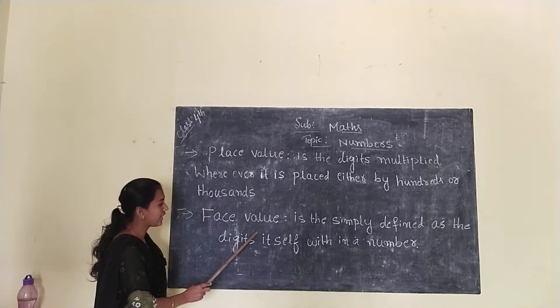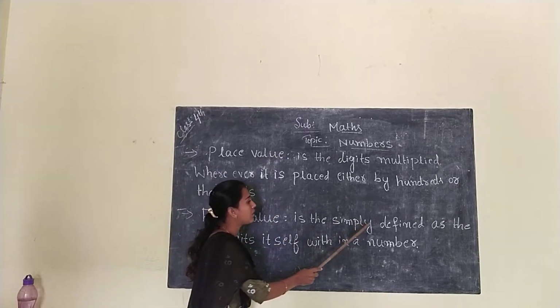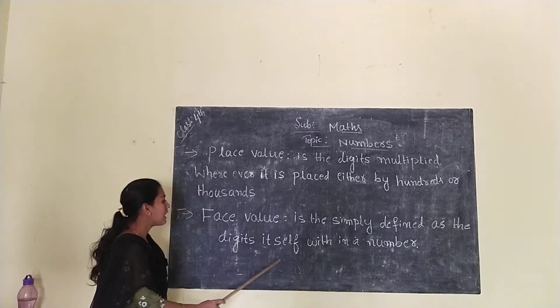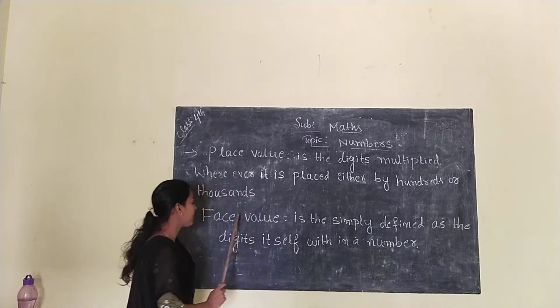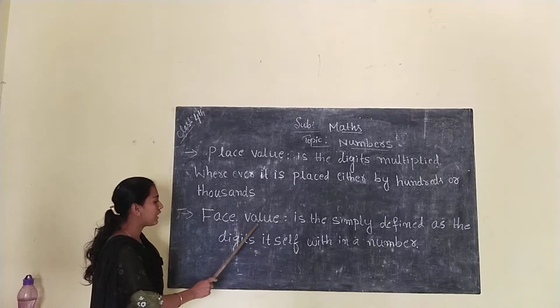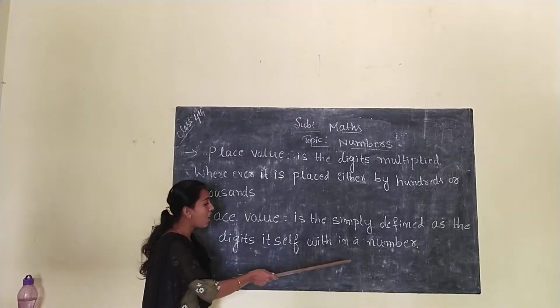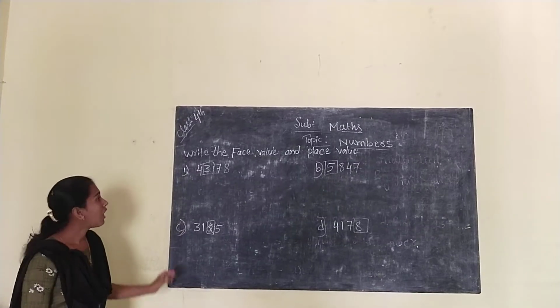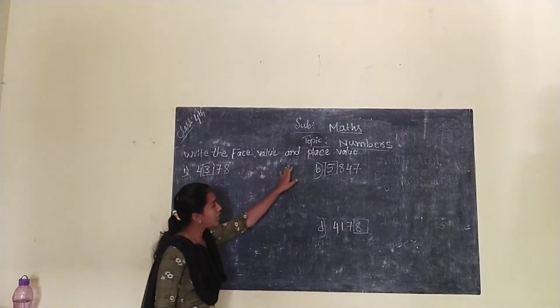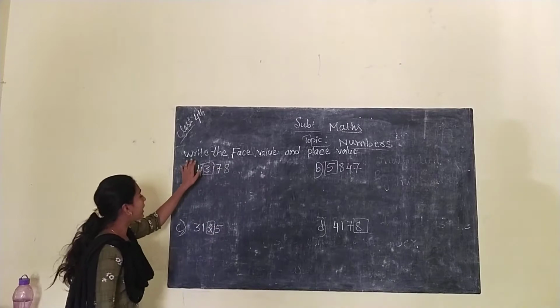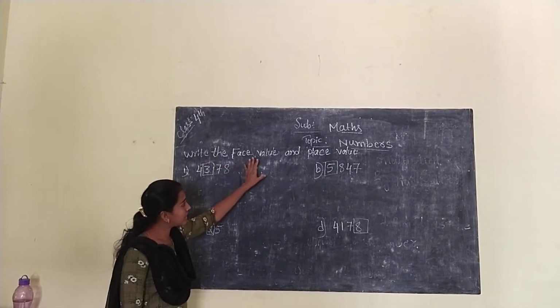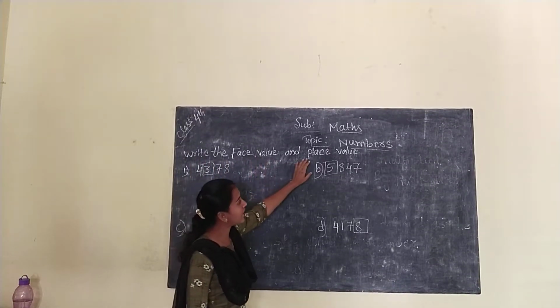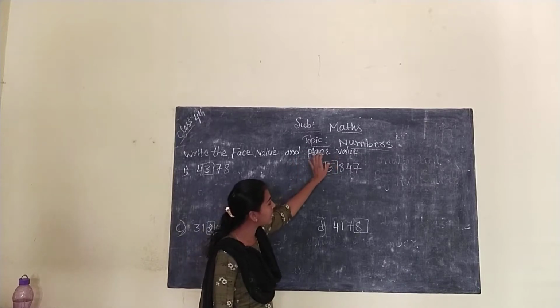Next, what is face value? Face value is simply defined as the digit itself within a number. Face value is a constant, it does not change the value. Next, write the face value and place value. Face value is constant, does not change the value, but place value is the digit multiplied by places.